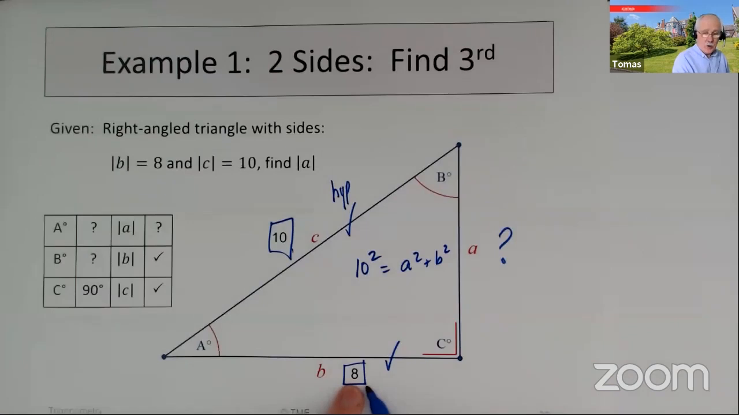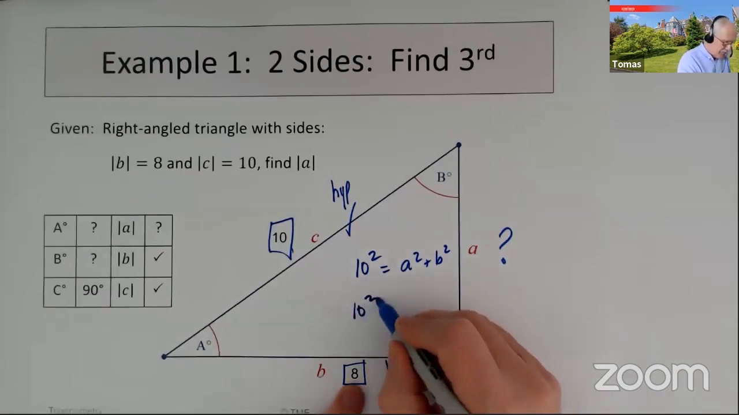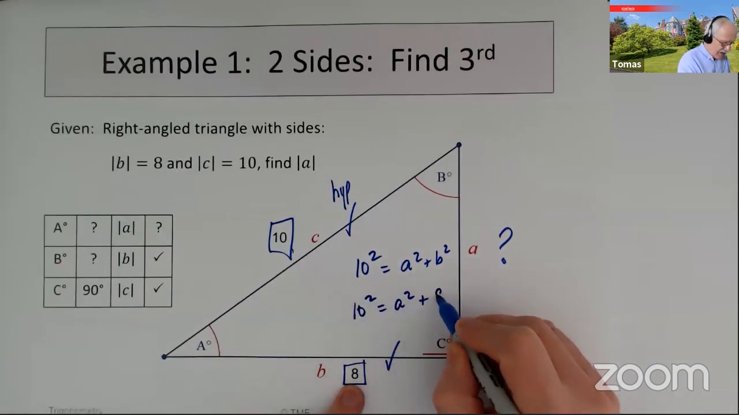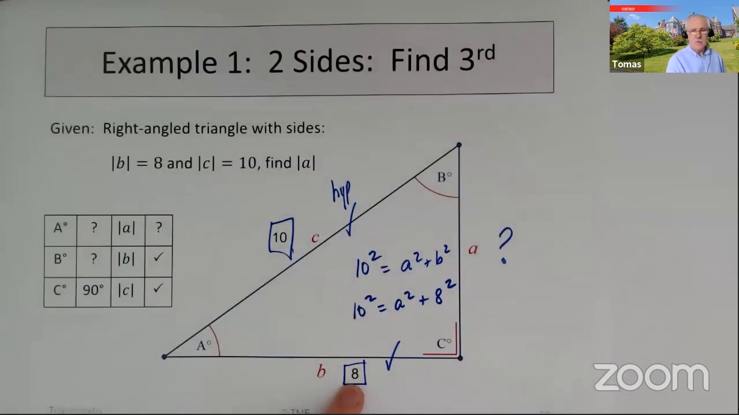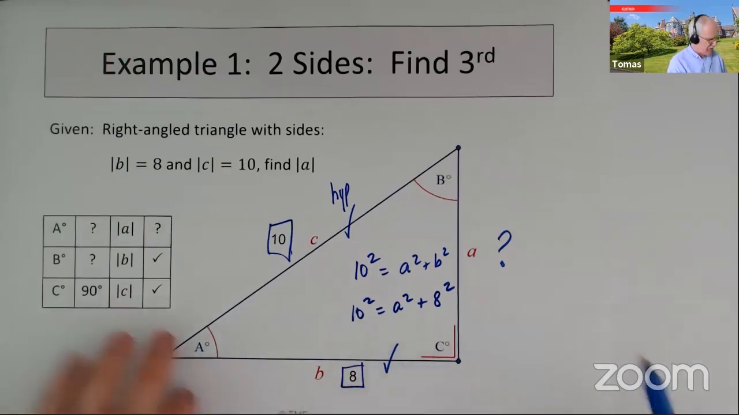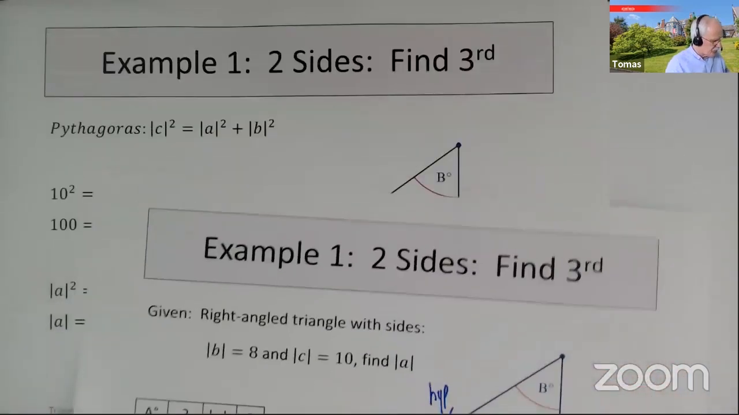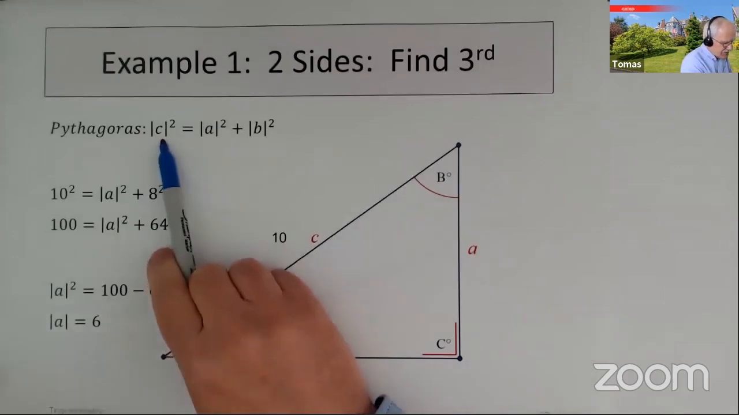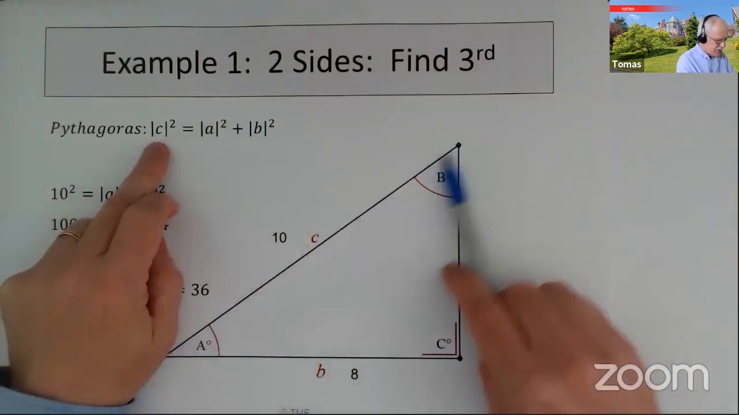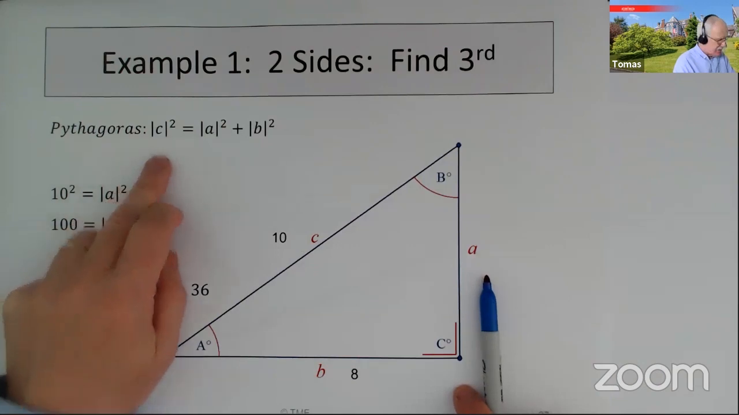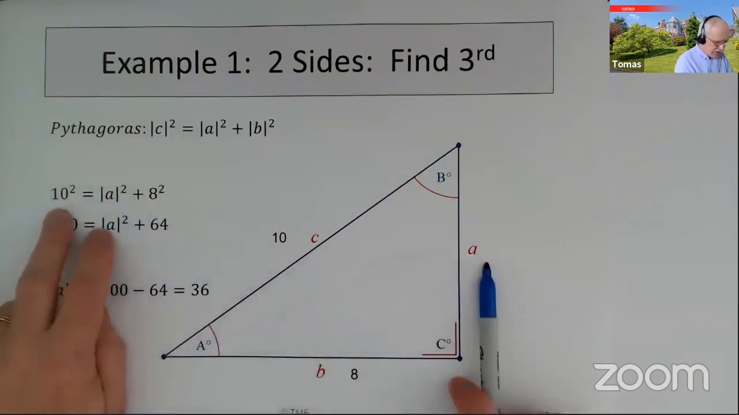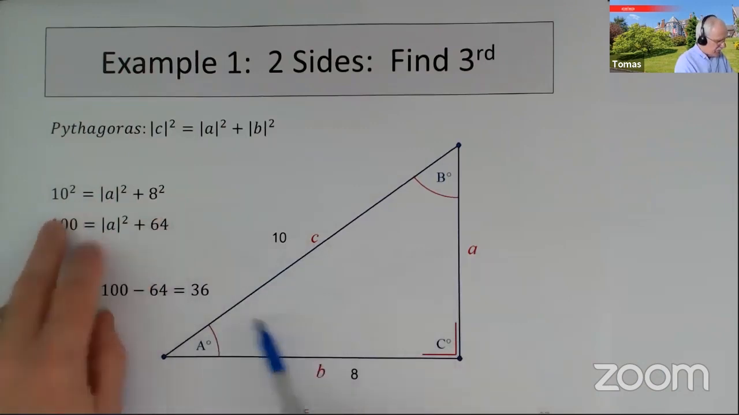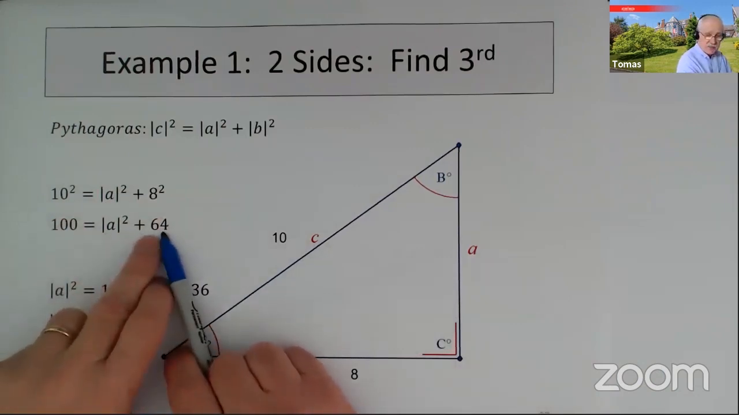But B squared, I know B, so 10 squared is A squared plus 8 squared. That looks promising because there's really only one variable there. One thing I don't know. So that looks like an equation I think I could solve. So let's see how that would work. It says Pythagoras says C squared is A squared plus B squared. So this side is this side plus this side squared. 10 squared is A squared plus 8 squared. 100 is A squared plus 64.